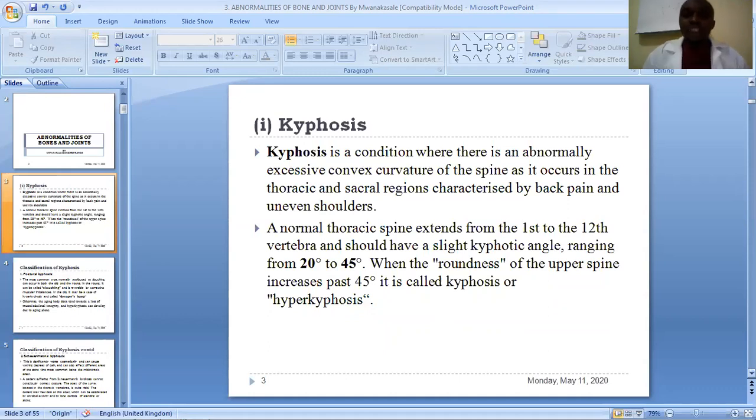So we're saying a normal thoracic spine extends from the first to the 12th vertebra and should have a slight kyphotic angle ranging from 20 to 45 degrees. When the roundness of the upper spine increases past 45 degrees, it is called kyphosis or humpback or hunchback. What do they mean that 20 to 45 degrees is the normal curvature of the thoracic region?